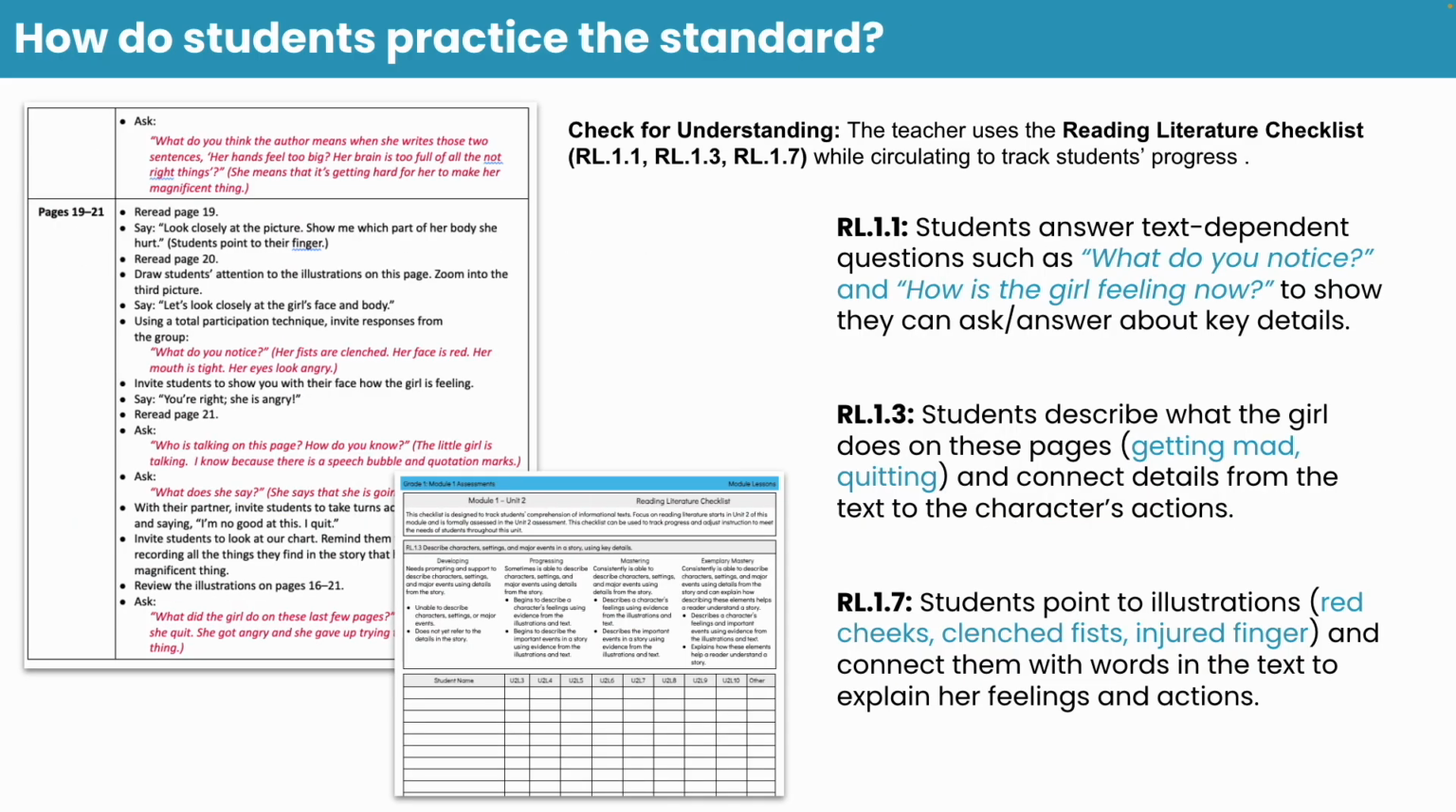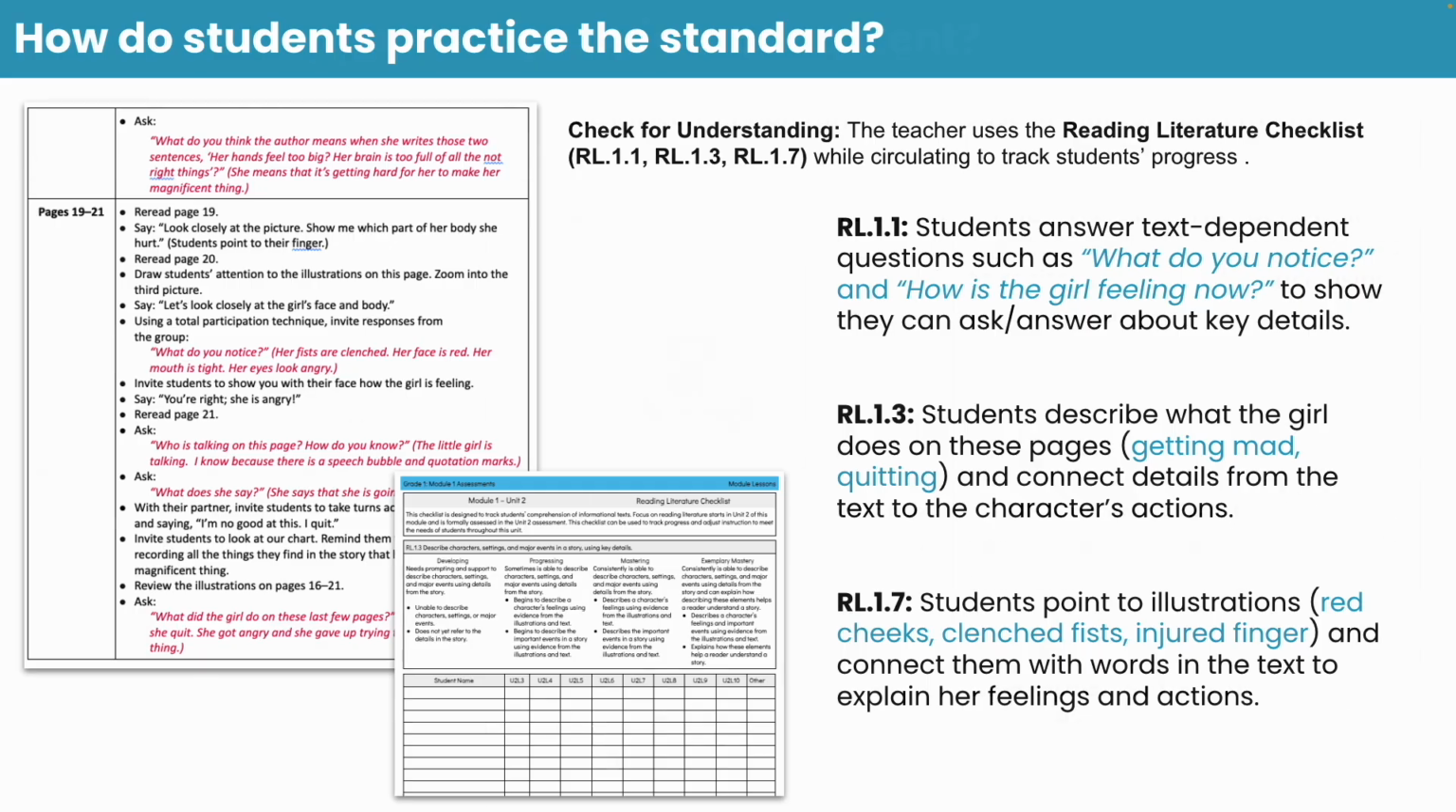Here are a few examples of how students practice RL 1.3 in conjunction with other standards we called out. Students answer text-dependent questions such as, what do you notice and how is the girl feeling now, to show that they can ask and answer questions about key details. For RL 1.3, students describe what the girl does on these pages, getting mad, quitting, and they connect the details from the text to the character's actions. In RL 1.7, students point to illustrations.